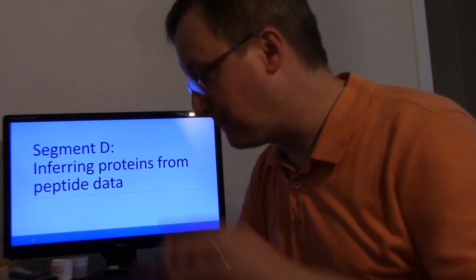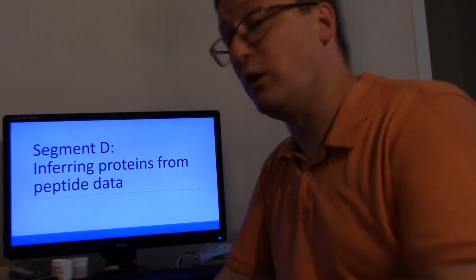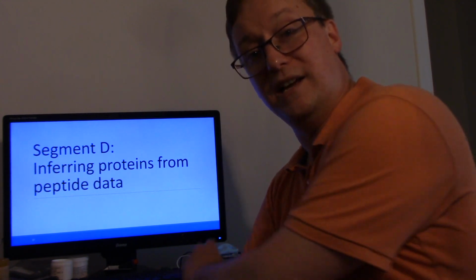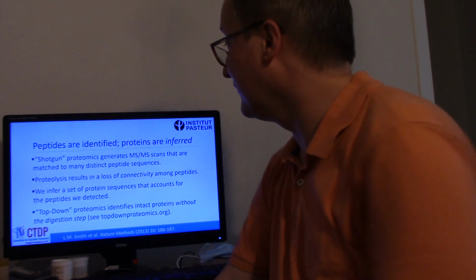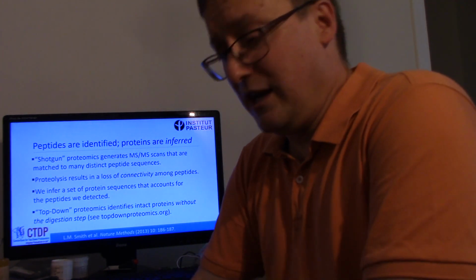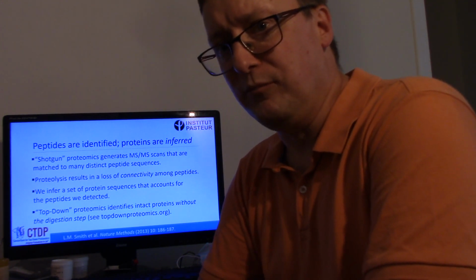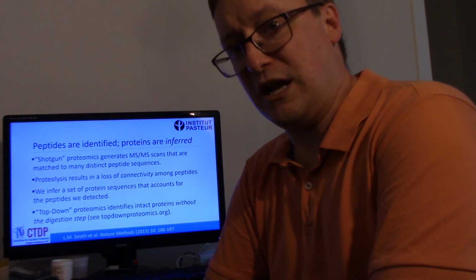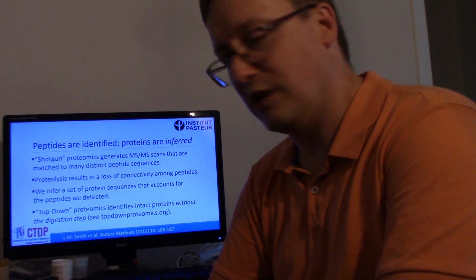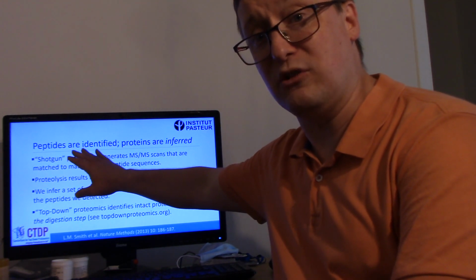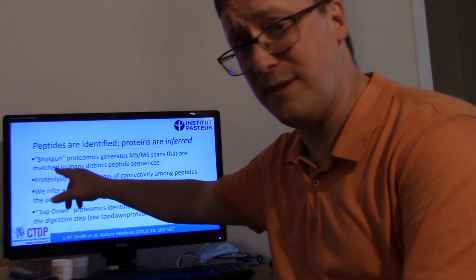Welcome to segment E. You've made it all the way to protein inference. Well done, you're halfway through the whole six segment section. We're going to talk now about inferring proteins from peptide IDs, or from peptide data. Let us start with the idea that when we identify a tandem mass spectrum, that tandem mass spectrum gets matched directly to a peptide sequence. So when we talk about identifying a tandem mass spectrum, it is identifying a peptide.